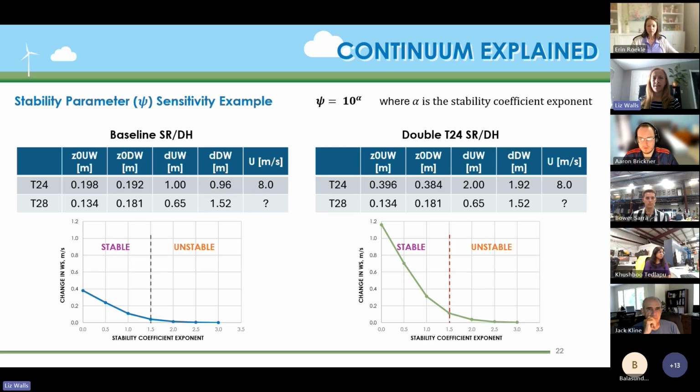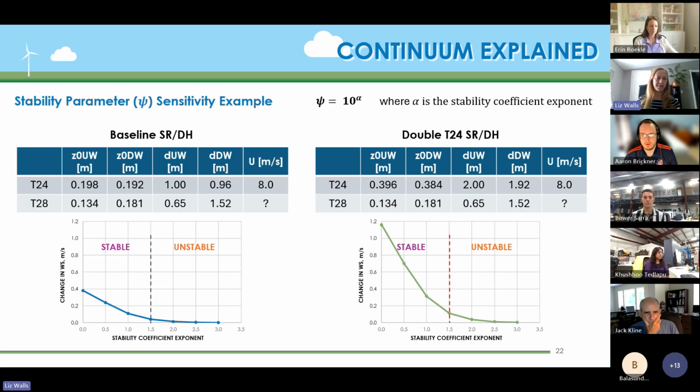So first of all, I just wanted to mention that in Continuum, the stability coefficient is defined using an exponent alpha. On this plot, on the x-axis, we're looking at the exponent, so it goes from 0 to 3. If it was on a log scale, it'd be going from 1 to 1,000, but it's just easier to show the changes in this format. So we were looking at our baseline example with the baseline roughness and displacement height, and we're modifying the stability coefficient to see how that changes the estimated change in wind speed.